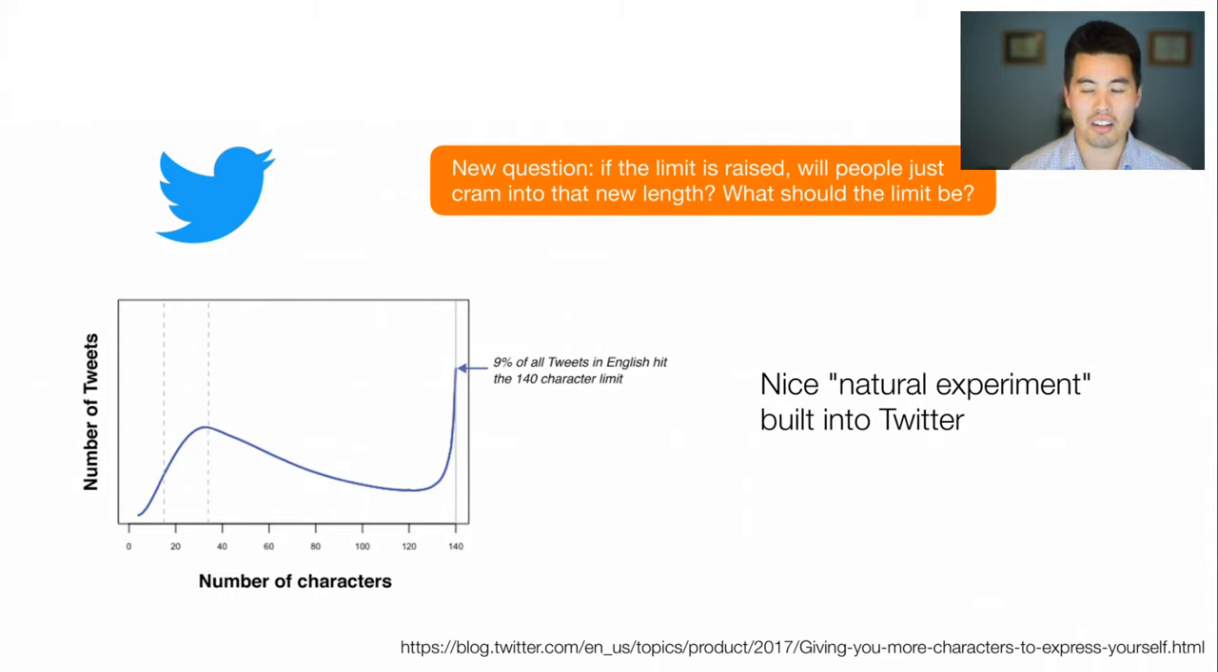But there's a nice natural experiment that can be asked. So natural experiments are an example of cases where just by chance there already happen to be two different subsets of data that allow us to ask an experimental question rather than an observational question.